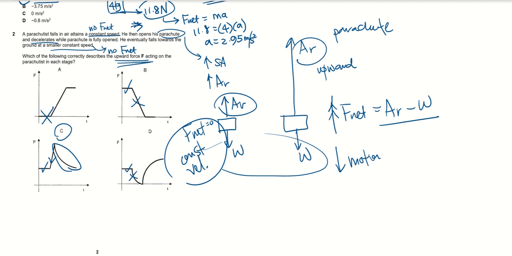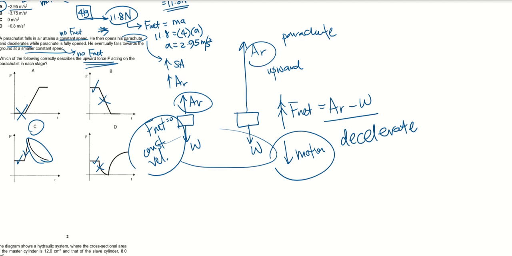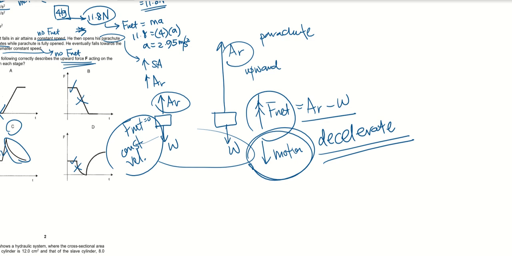Okay, so if F net is upwards but motion is downwards, he will decelerate because it's in the opposite direction. Okay, I think we have a similar question in practice paper set 1 and 2.1. So actually he will decelerate because his motion is downwards but F net is upwards, right? So if he decelerates, it will bring about a decrease in the air resistance.